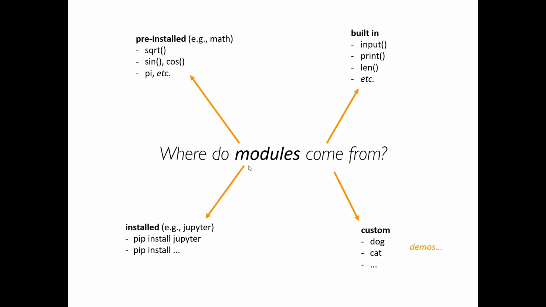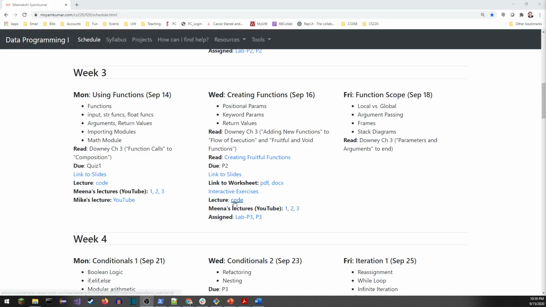Some of them we had to install ourselves. So when we used pip install Jupyter or pip install matplotlib or those other things that we started with in the how to install Python video, we had to install those modules. And then we can also write our very own modules. Those would be custom modules. I've got a demonstration here. We're going to take a look at a pre-built dog module that the team wrote, and then we'll write our own cat module.